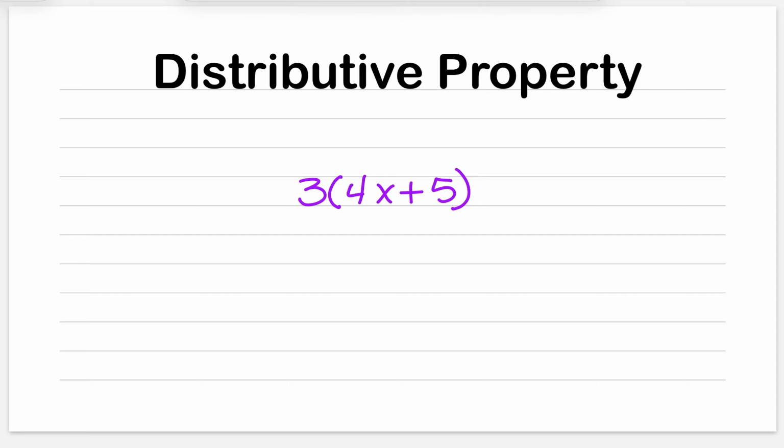We're going to take 3 times 4x, and that gives us 12x. 3 times 5 gives us 15.